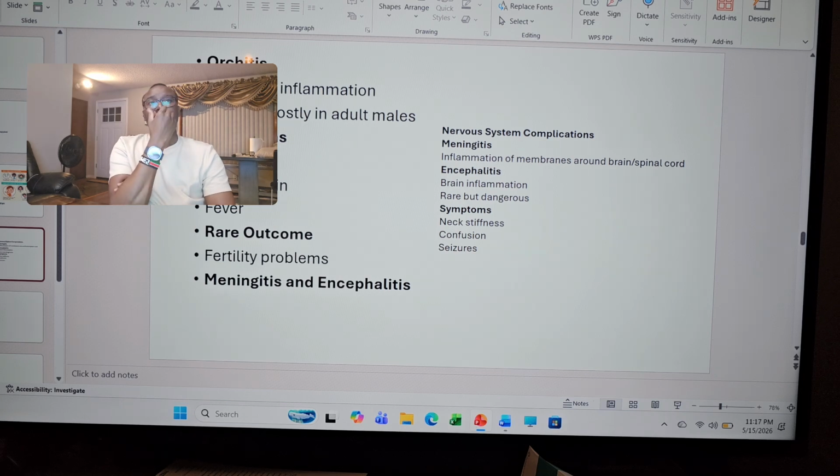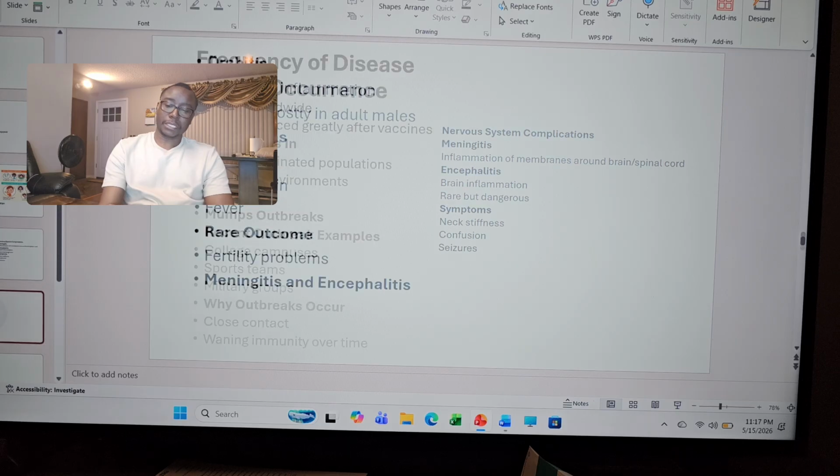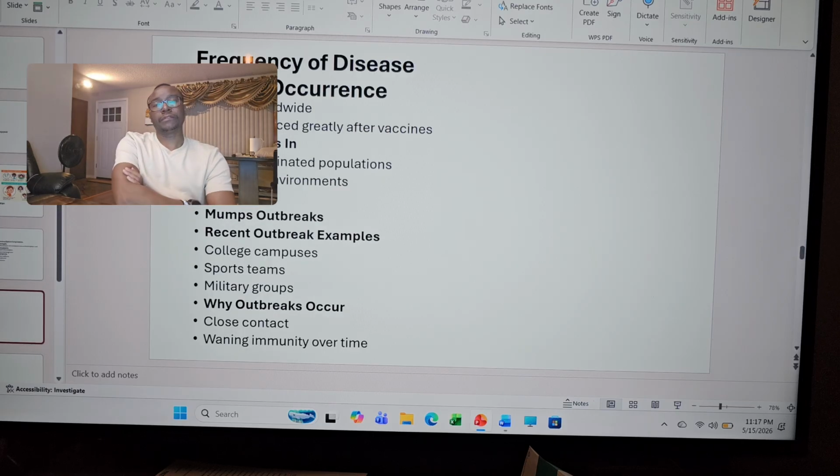Meningitis is inflammation of the membrane around the brain and spinal cord. Brain inflammation is rare but dangerous. Symptoms: neck stiffness, confusion, and seizures. And not to say that if someone is confused, he has mumps. So, there could be something else or some other health complications.